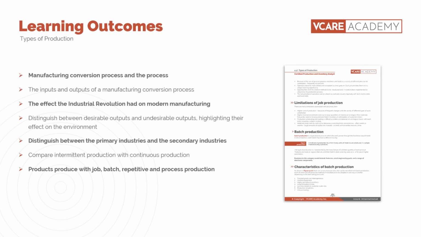Manufacturing conversion process. The inputs and outputs of a manufacturing conversion process. The effect the Industrial Revolution had on modern manufacturing. Distinguish between desired outputs and undesired outputs, highlighting their effect on the environment. And then distinguish between the primary industries and the secondary industries, and then compare intermittent production with continuous production. Products produced with job, batch, repetitive and process production. The conceptual framework in this module.